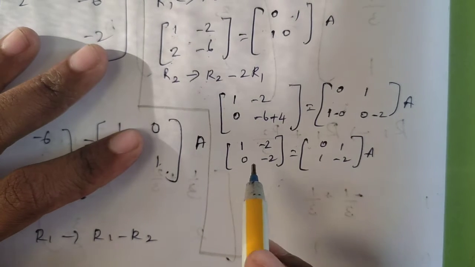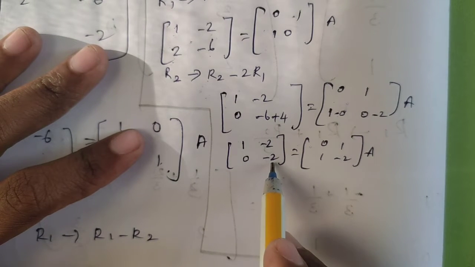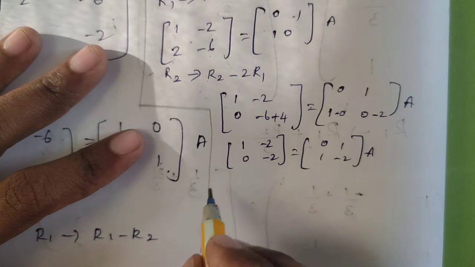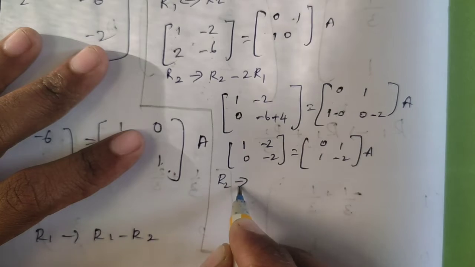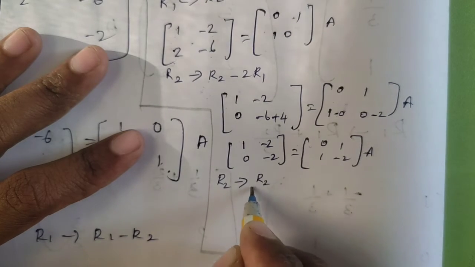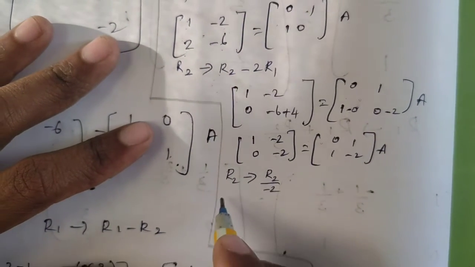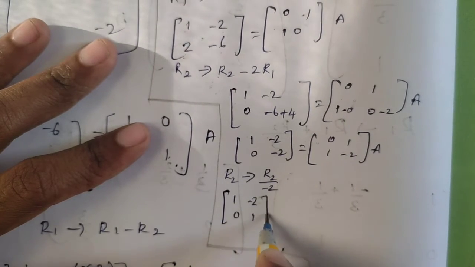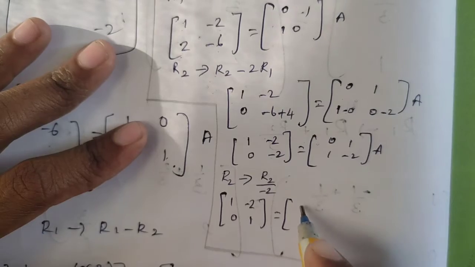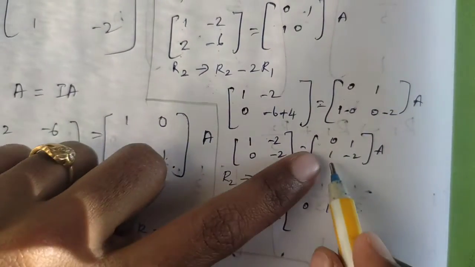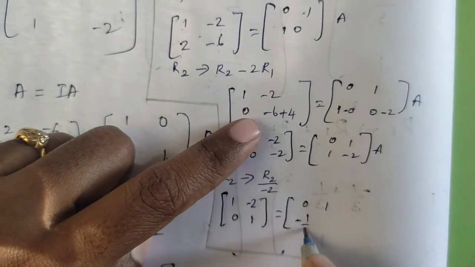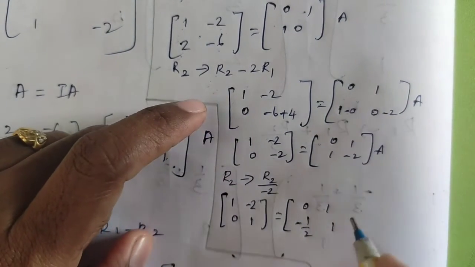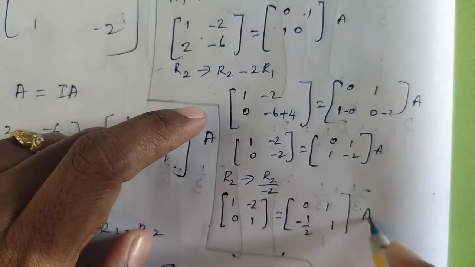Our next step is to bring this to 1. To make this 1, we shall divide this by minus 2. So R2 tends to R2 by minus 2. We get 1, minus 2, 0, 1 equal to, here, 0, 1. I am going to divide this by minus 2, so minus 1 by 2. Here I am going to divide this by minus 2, so here 1 it will become, into A.